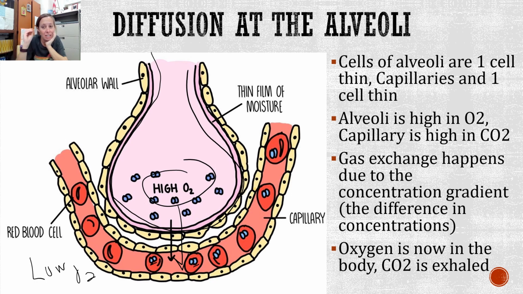So gas exchange is going to happen because of the concentration gradient, or that difference in concentrations, right? And the O2 is now in the body. The oxygen will go through the bloodstream around, and the CO2 will then be exhaled when you breathe.